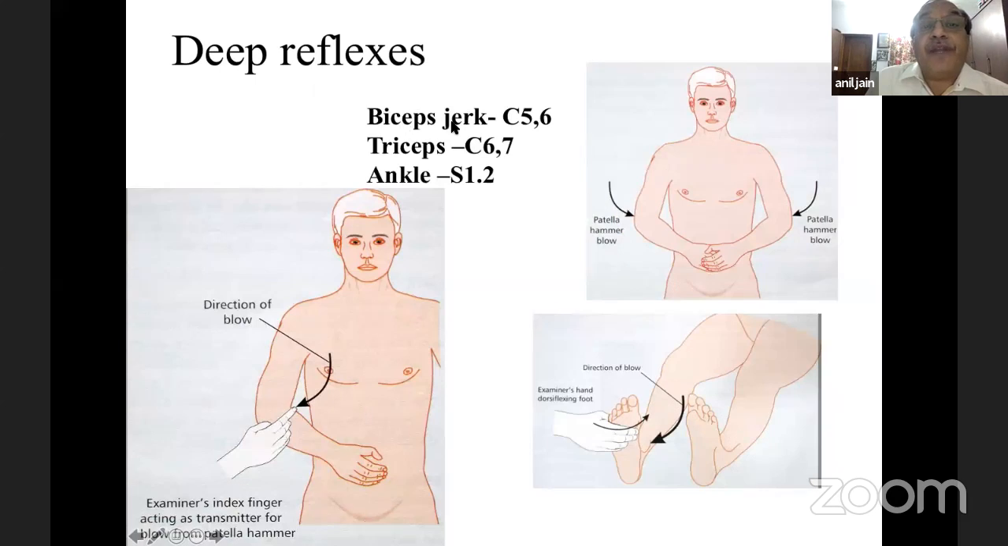Similarly, the other deep reflexes: biceps, C5, C6; triceps, C6, C7; ankle, S1, S2. So these are the various deep reflexes one does.